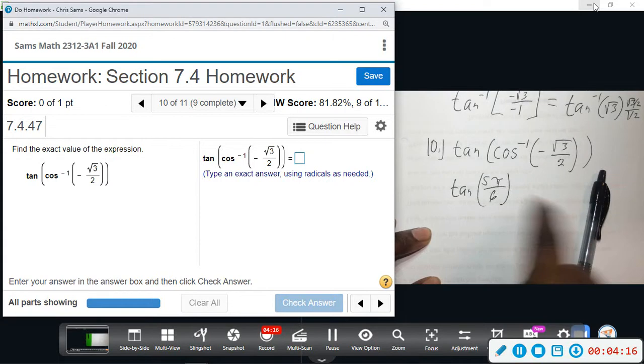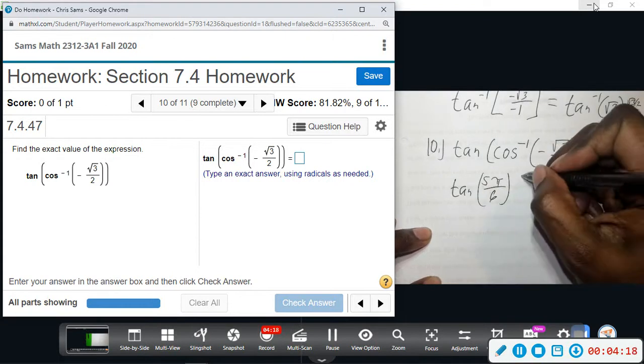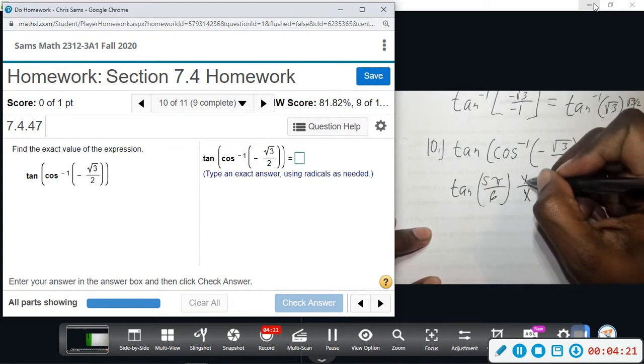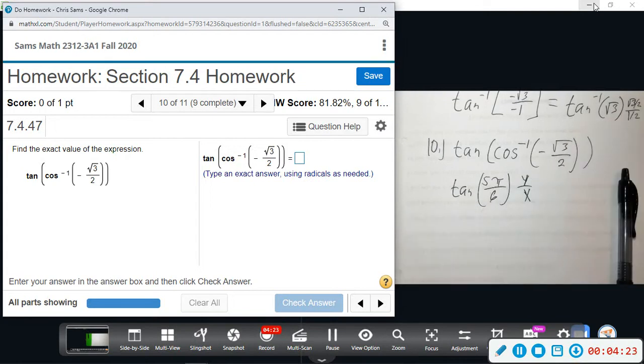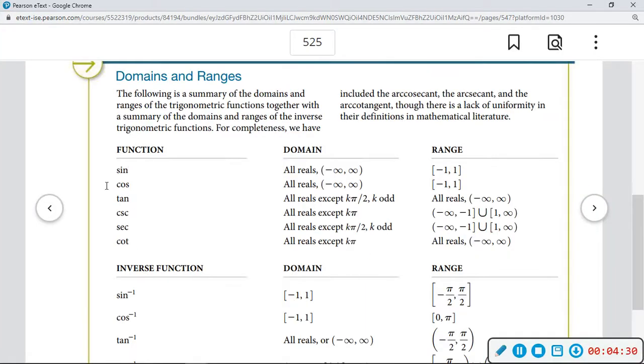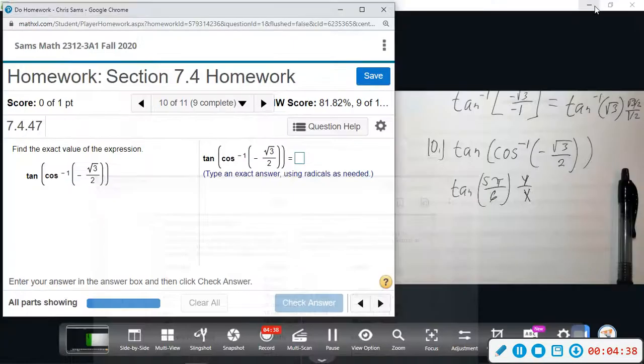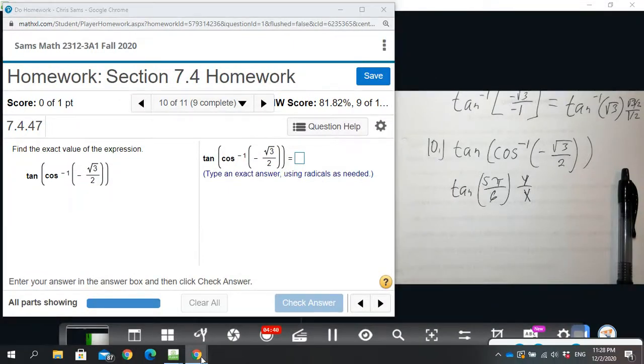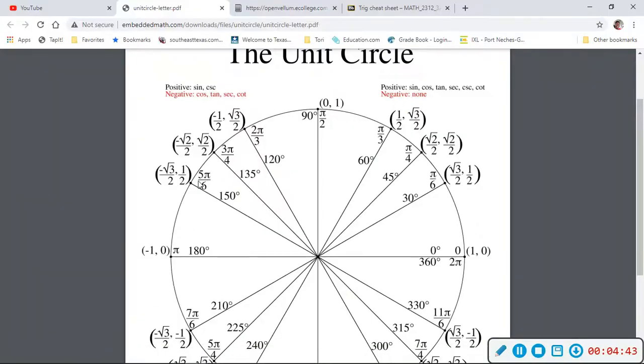Alright, the tangent is the y divided by x. So remember that from the unit circle, the y value divided by x. So if I go back, and I don't believe we have restrictions here with a positive tangent, the domain is all of them. So we can use all of those. Okay, so unit circle 5 pi over 6. The y value is 1. The x value is negative square root of 3.